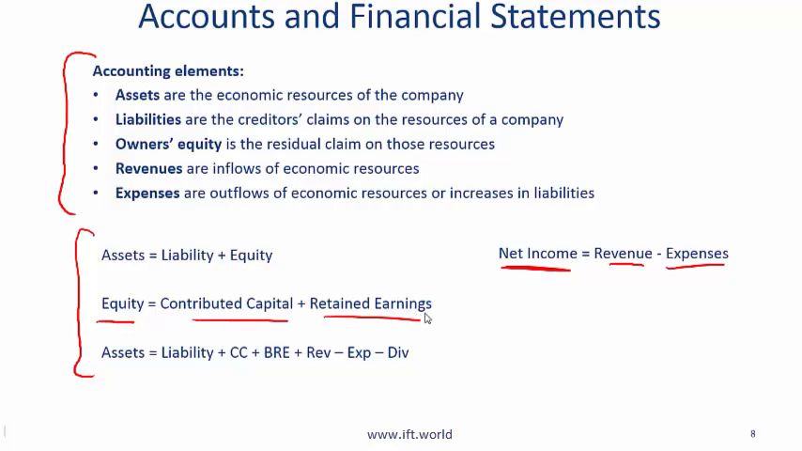When you put this information together, you get a more detailed accounting equation, which is shown here. Assets equals liability plus contributed capital plus beginning retained earnings plus revenue minus expenses, that's net income, and then from that you pay out the dividends. Here I'm just giving you a quick summary. You can easily get questions that allow you to use the relationships shown over here.